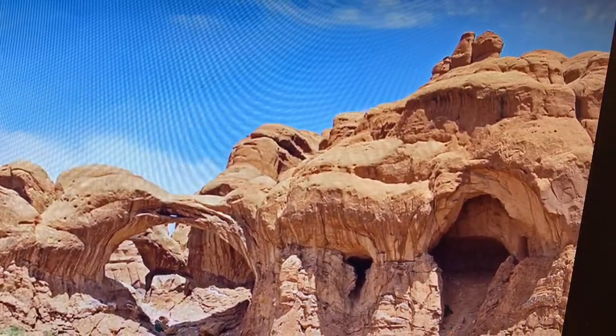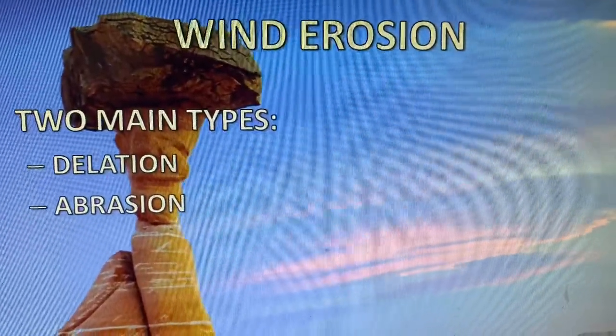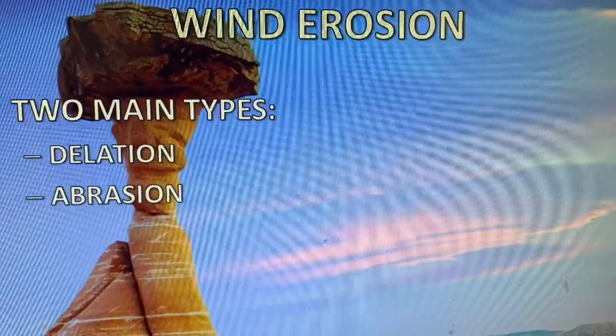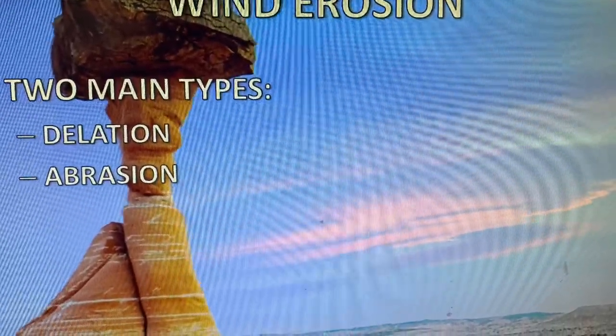All right, so when we talk about wind erosion, there's two main types. There's what we call deflation and there's what we call abrasion. We've talked about abrasion a little bit, but we'll talk about it in a little bit more detail now.